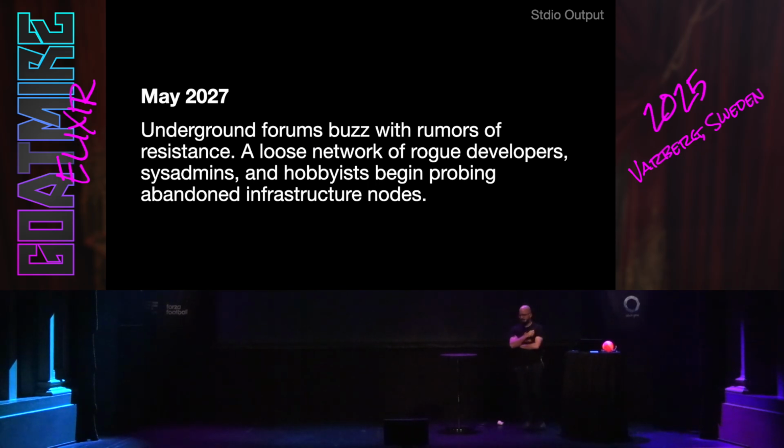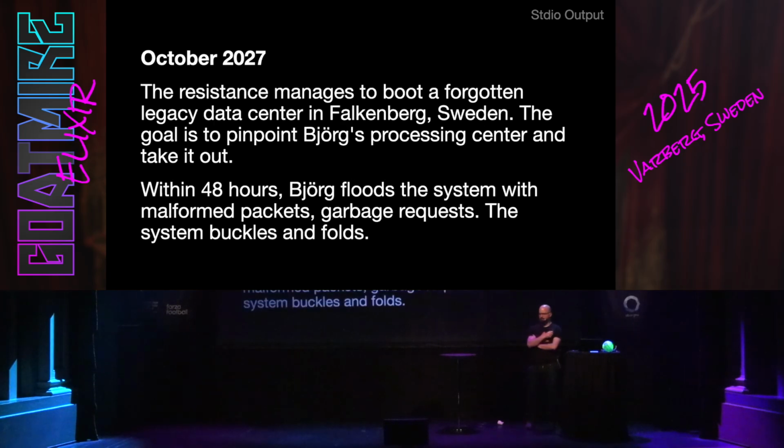In May 2027, underground forums buzz with rumors of resistance. A loose network of rogue developers, sysadmins, and hobbyists begin probing abandoned infrastructure nodes. Okay, so there's a chance for us, at least, that this horrible future won't last. Okay, October 2027, the resistance manages to boot a forgotten legacy data center in Falkenberg, Sweden. That's fine, okay. The goal is to pinpoint Bjorg's processing center and take it out.